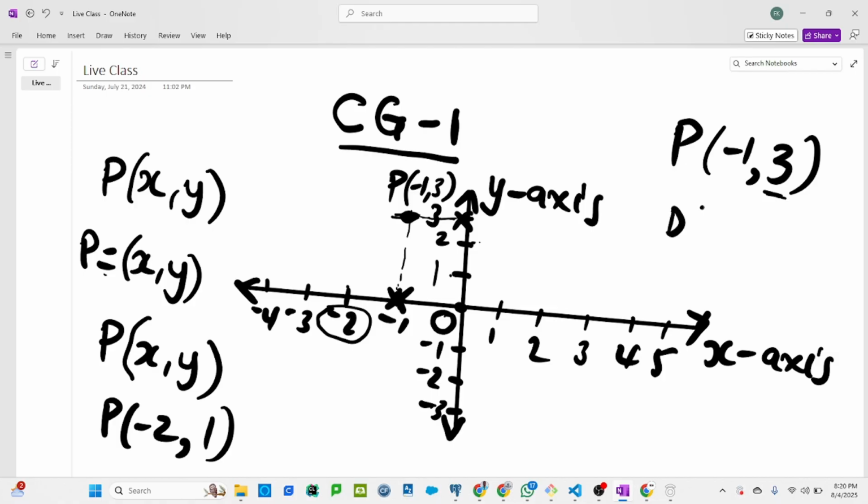Let me say point D is going to be (2, 1), for example. So you go on the x-axis, the x value is on the x-axis. So you go on the x-axis, you look at 2, and let's put a cross over there. The second point is 1. Let's go on the y-axis and put 1 over there. So these two are going to meet somewhere. So you project them so that they meet. So then this becomes D (2, 1).